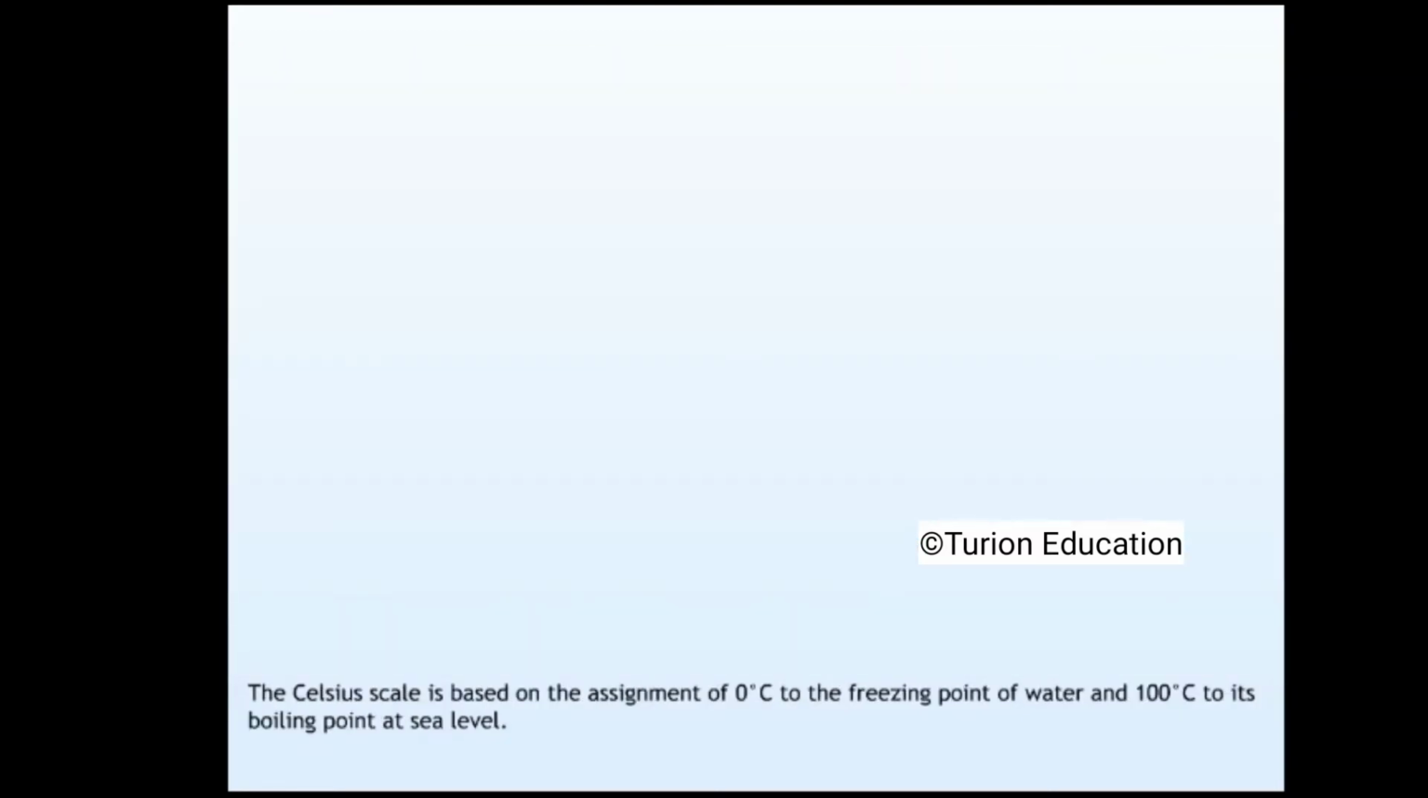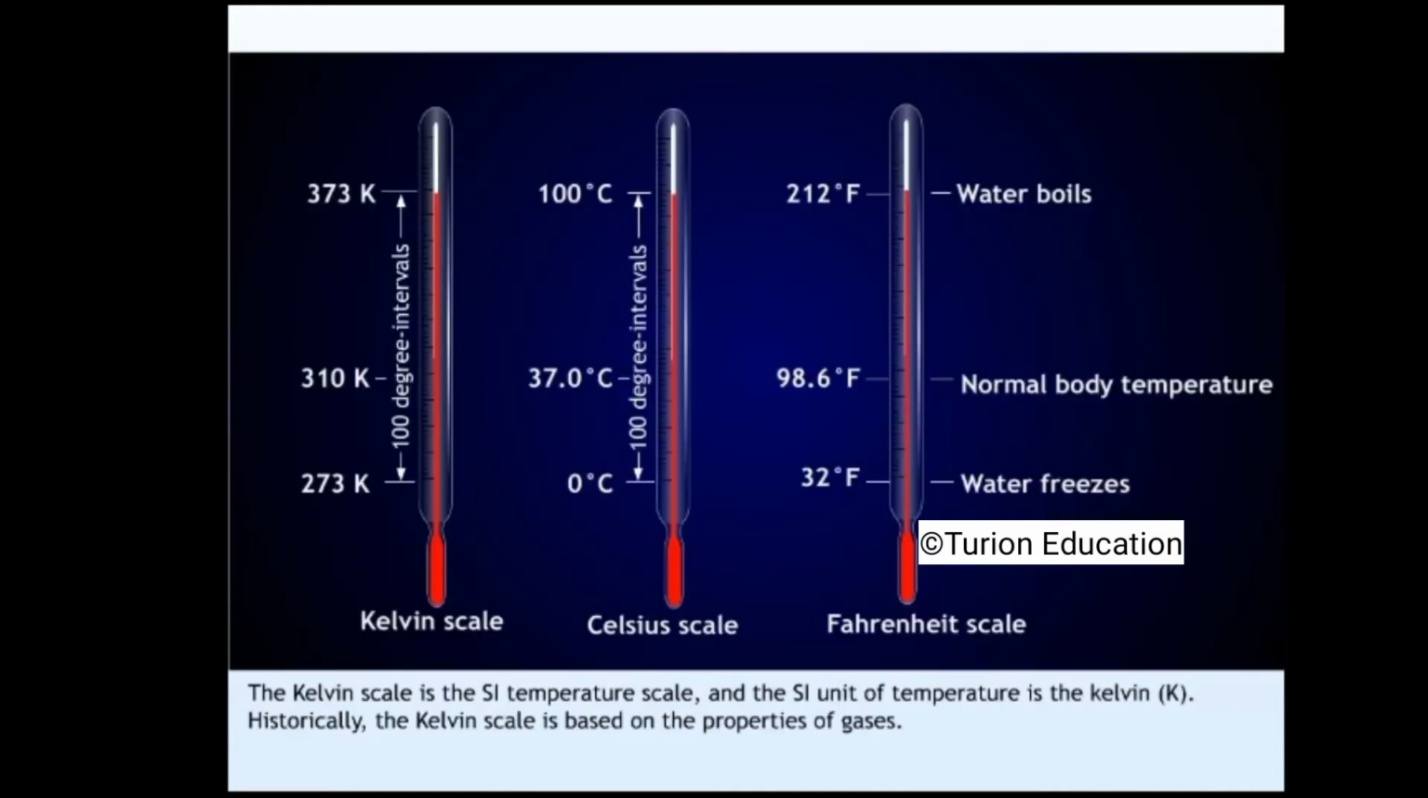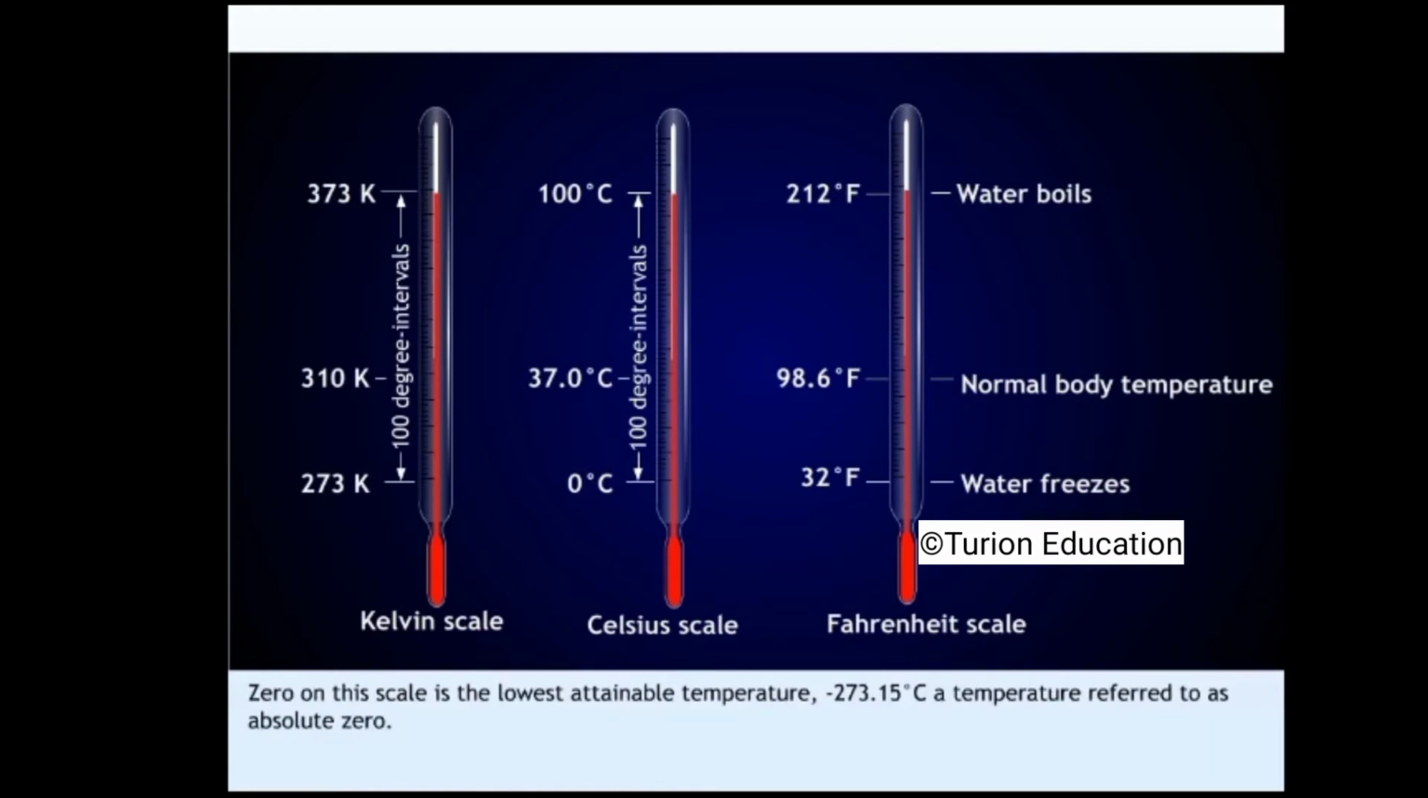The Celsius scale is based on the assignment of 0 degrees Celsius to the freezing point of water and 100 degrees Celsius to its boiling point at sea level. The Kelvin scale is the SI temperature scale, and the SI unit of temperature is the Kelvin. Historically, the Kelvin scale is based on the properties of gases. 0 on this scale is the lowest attainable temperature, minus 273.15 degrees Celsius, a temperature referred to as absolute zero.